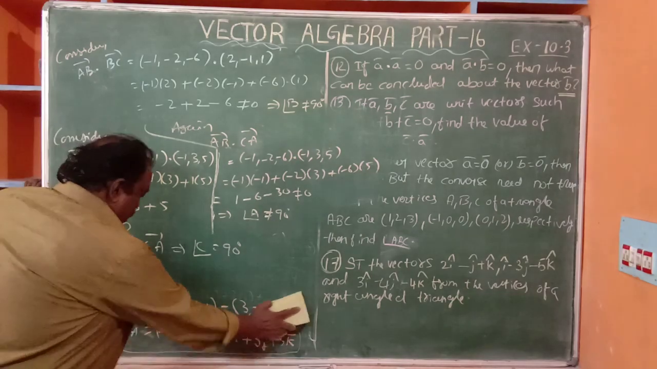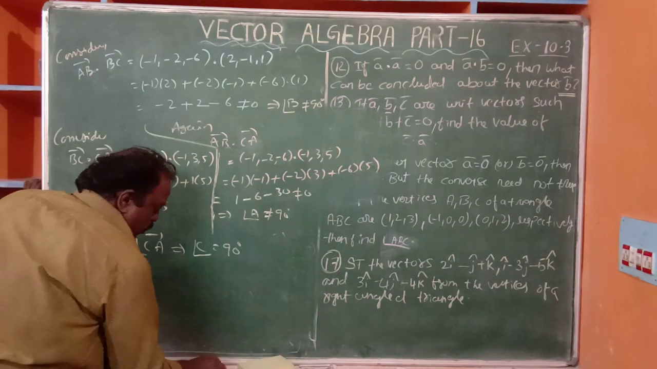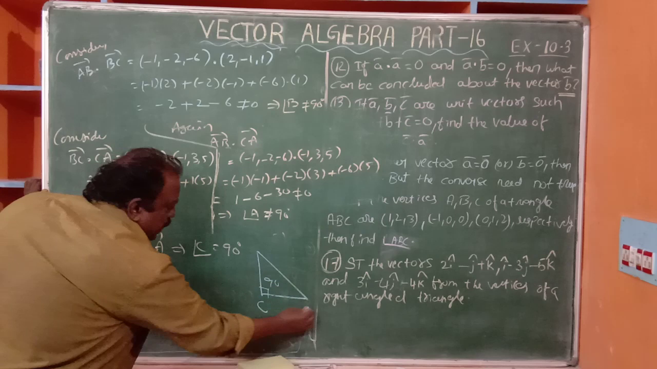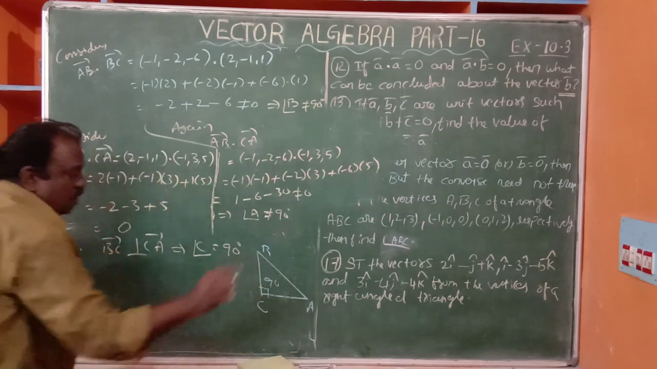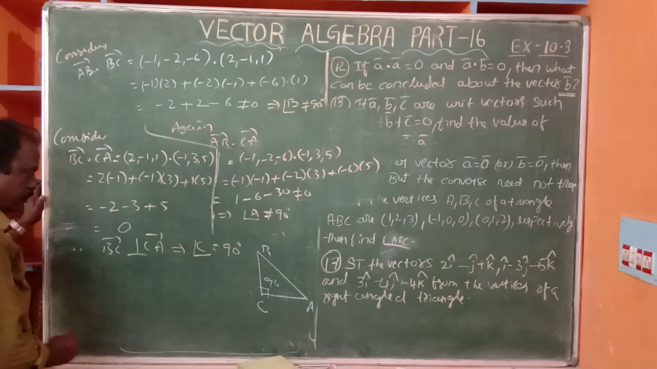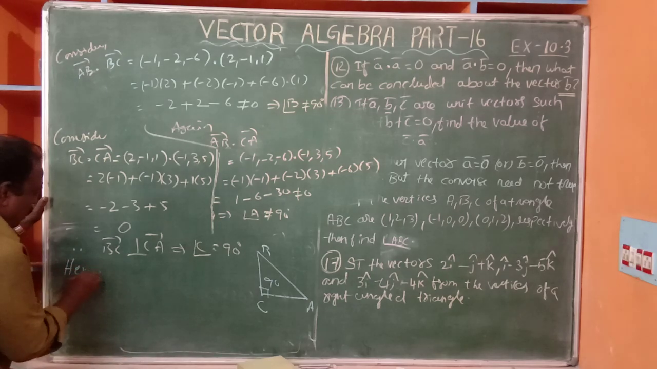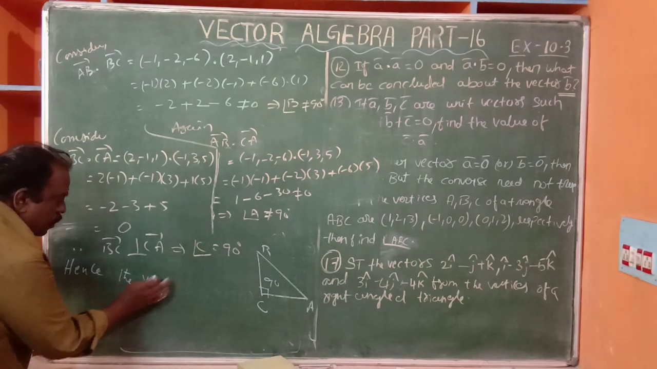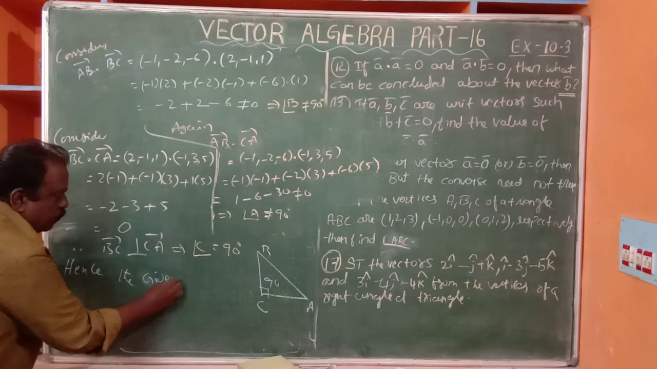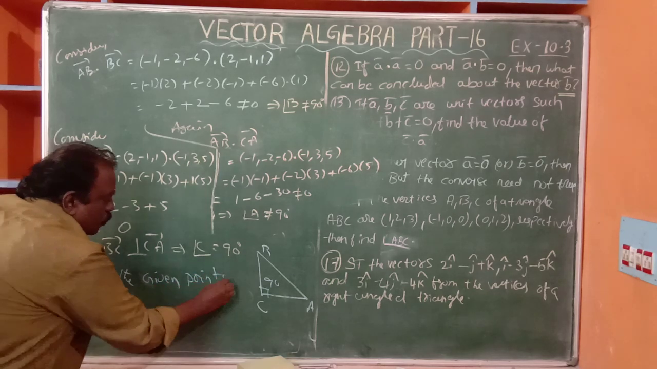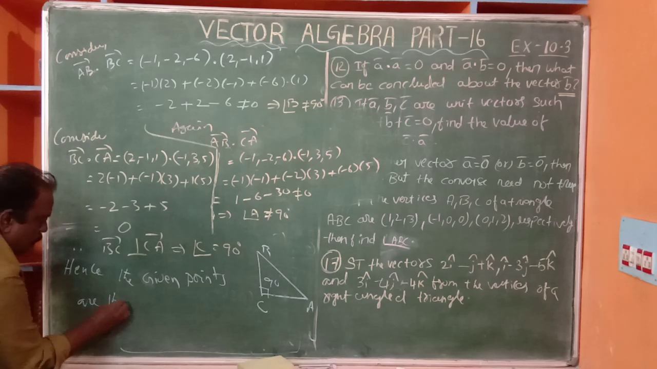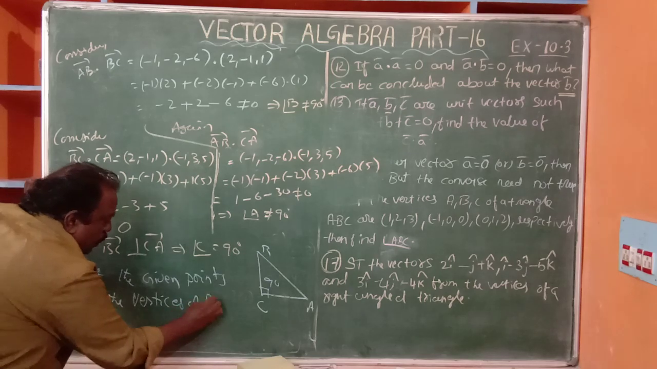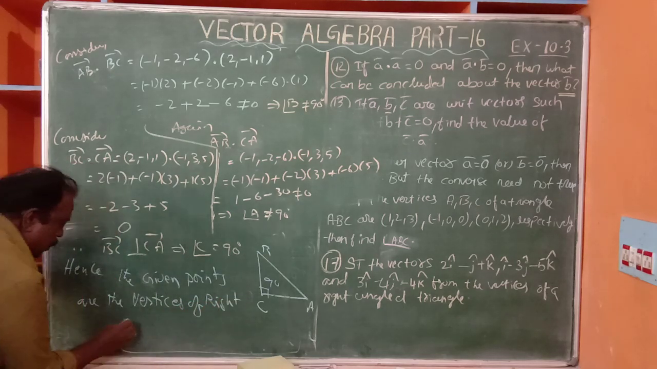Now we can easily see in the diagram that at C it is 90 degrees. Hence we can conclude that the given points are the vertices of a right triangle.